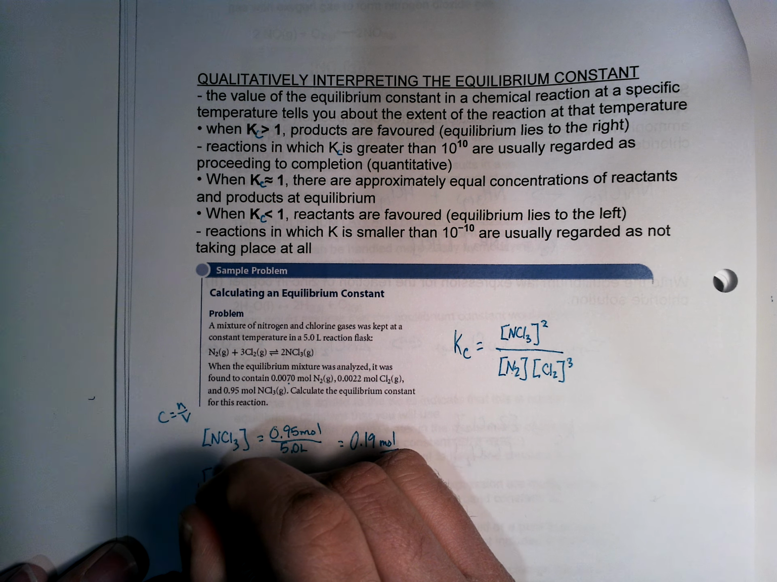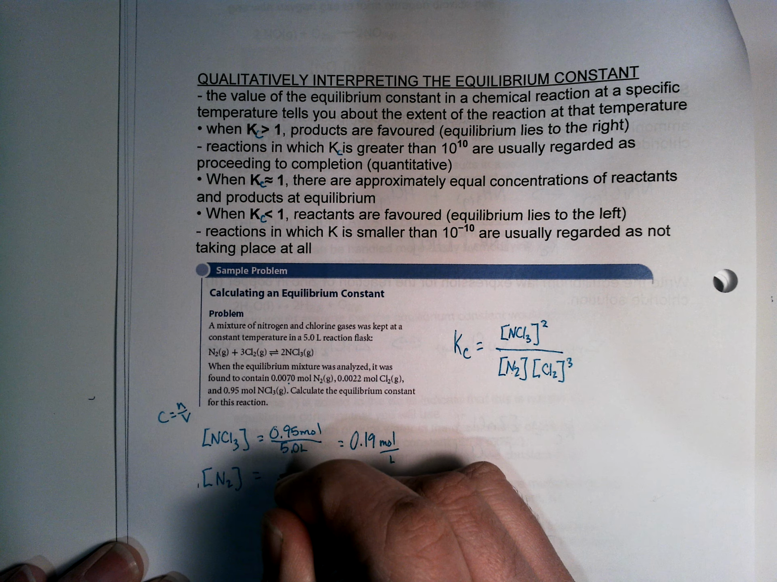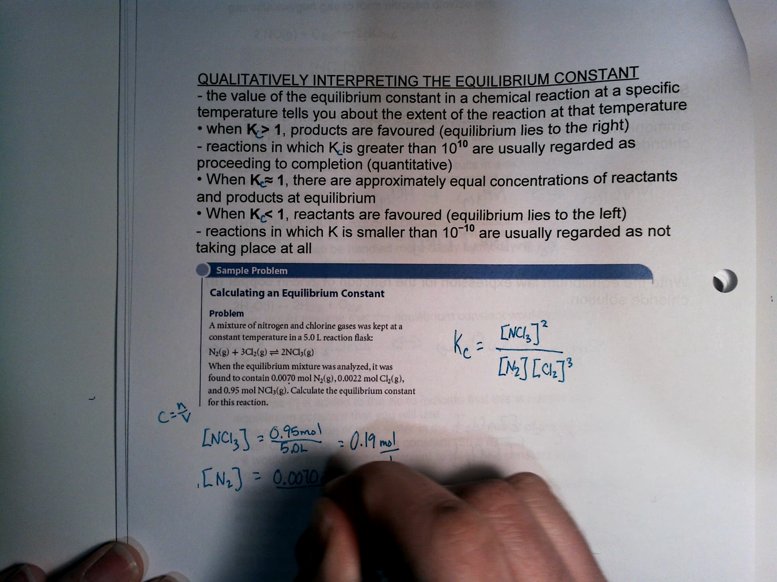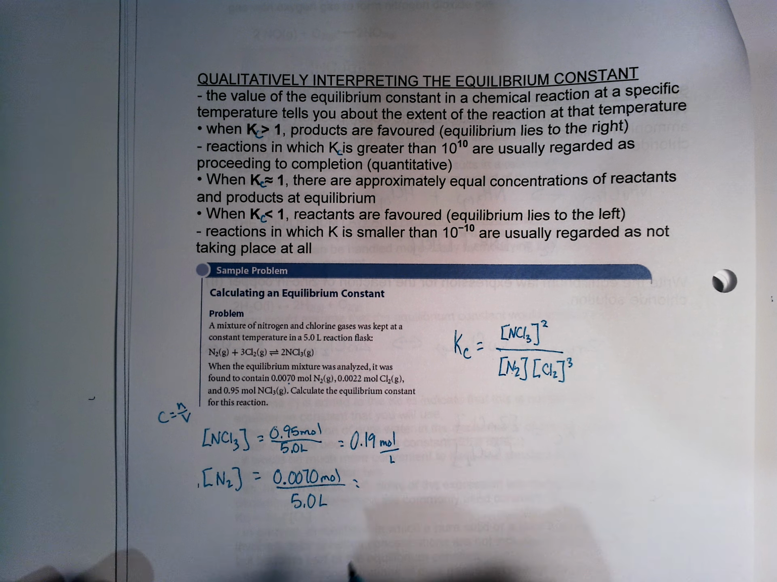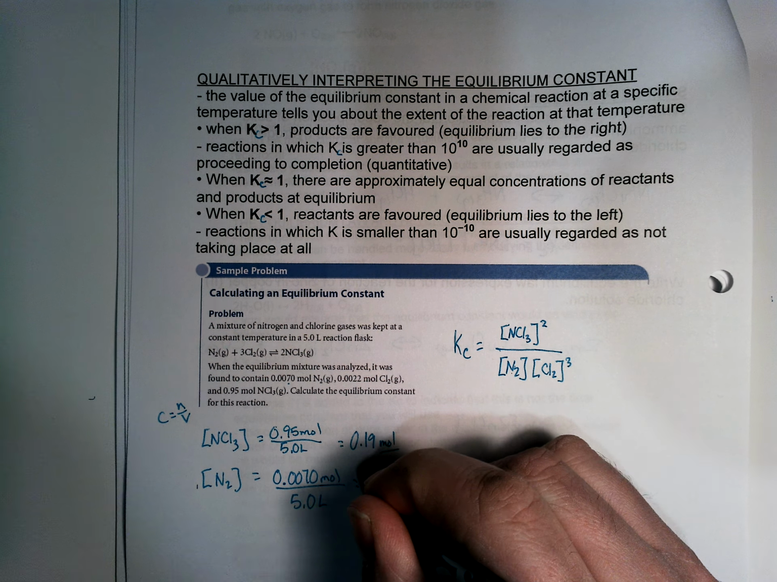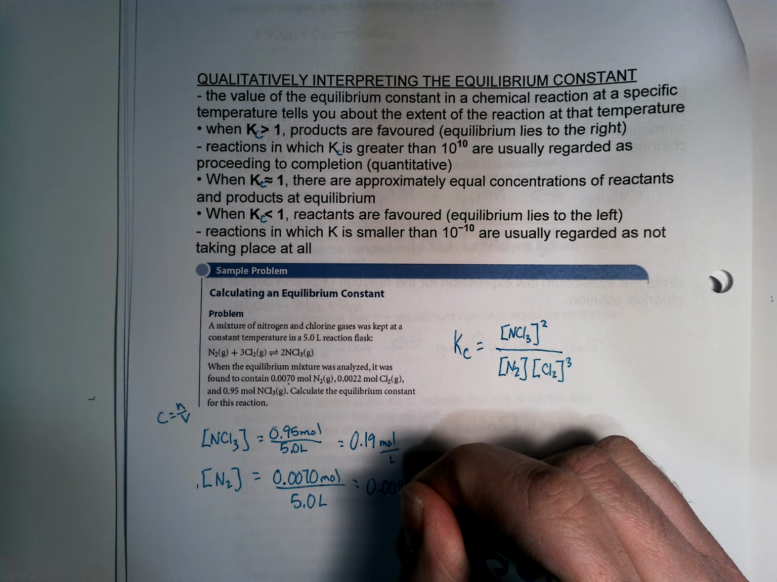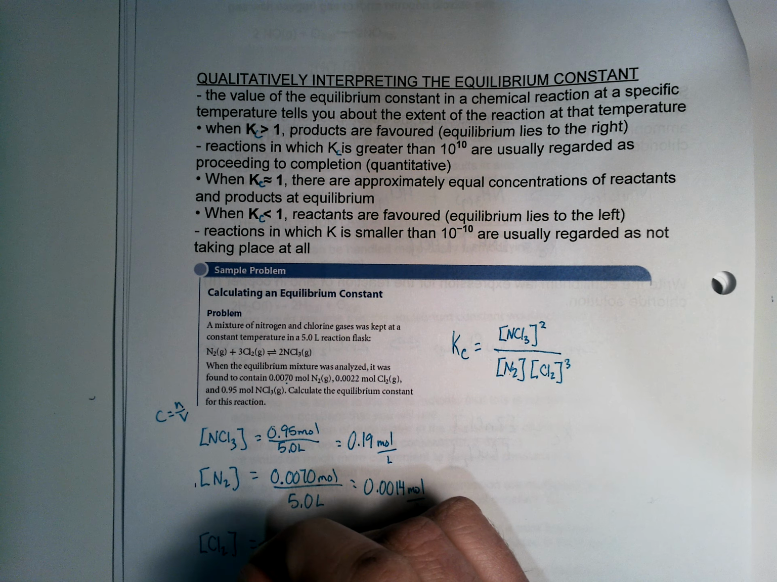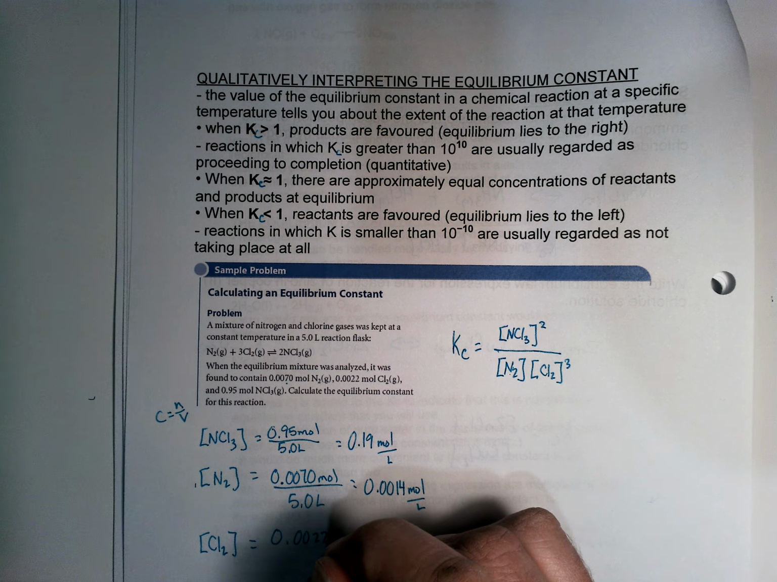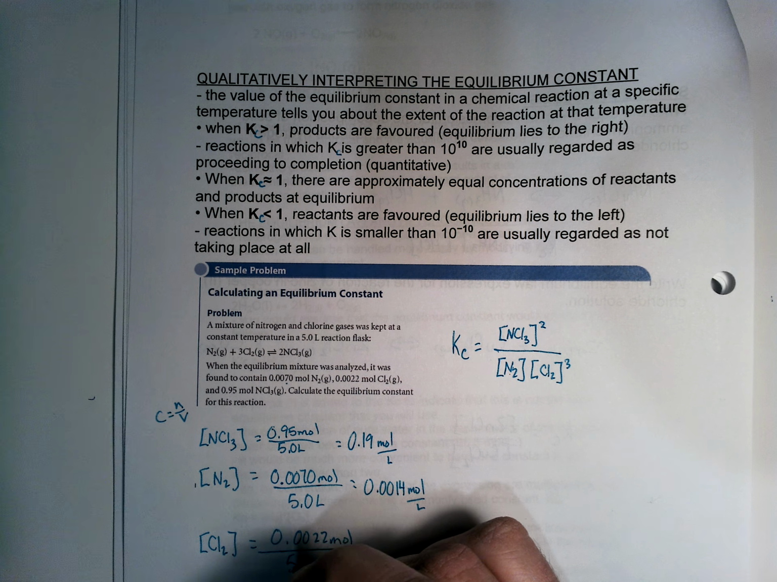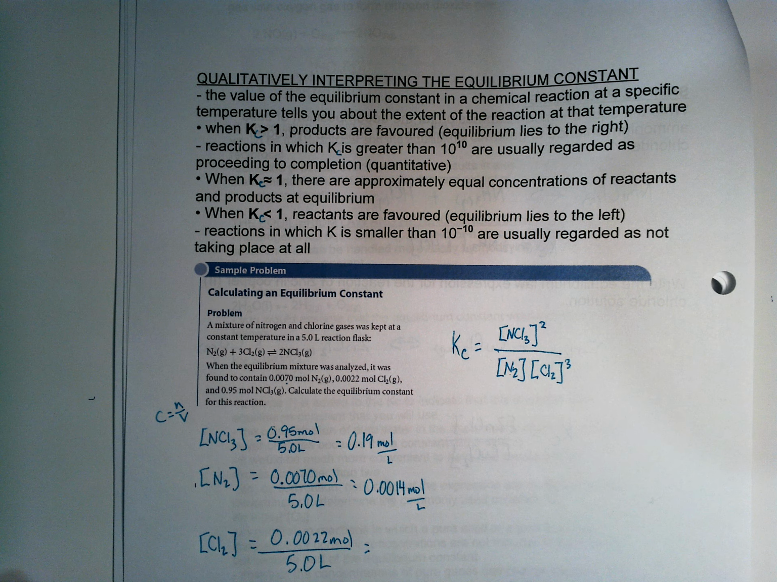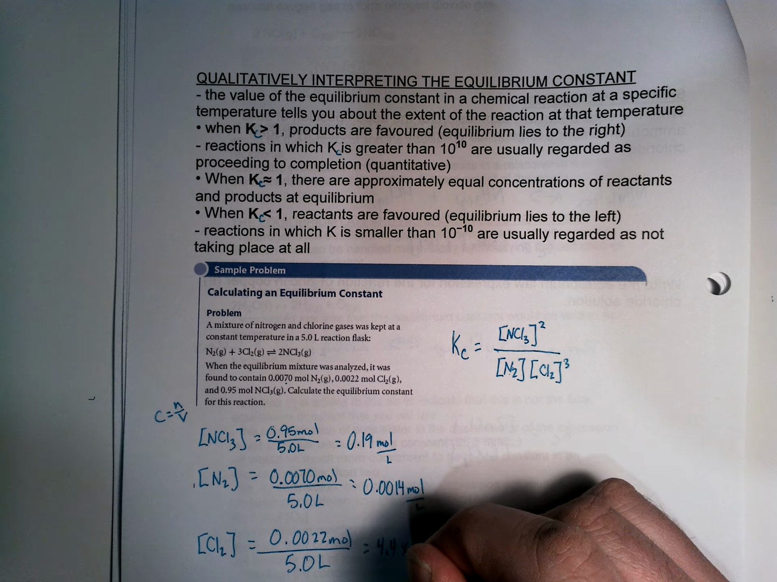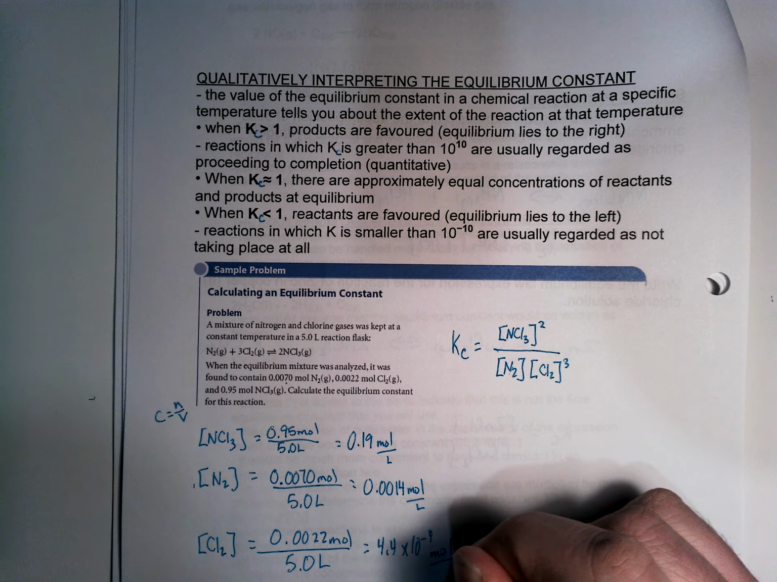Our concentration of nitrogen is 0.0070 moles divided by 5 liters, which is 0.0014 moles per liter, and then chlorine, we'll put it in scientific notation: 4.4 times 10 to the -4.